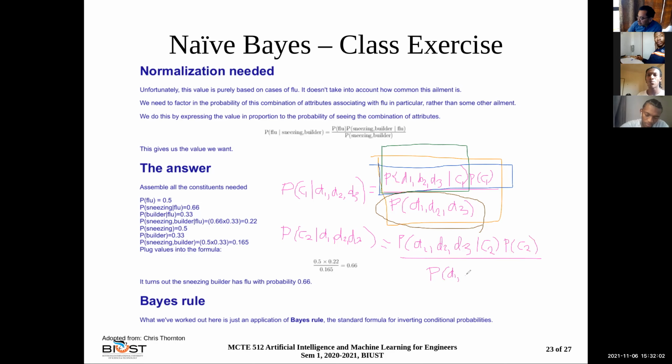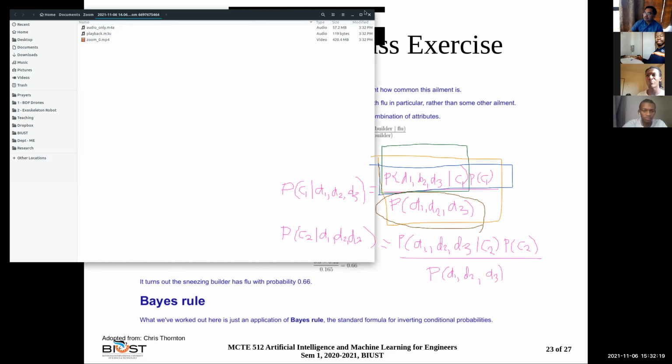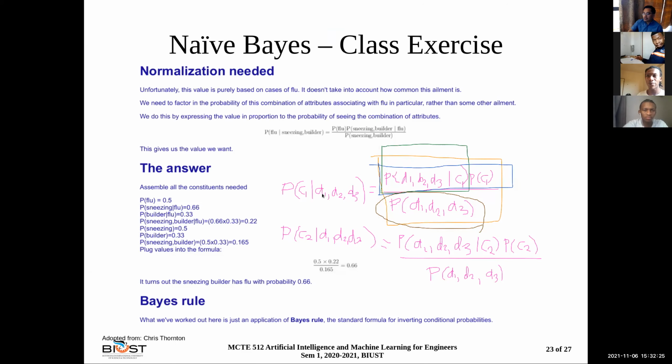D1, D2, D3. Considering two classes, we have the probability of C1 given the same features D1, D2, D3. Given those features, what is the probability of class 1? And then what is the probability of class 2 given those features?